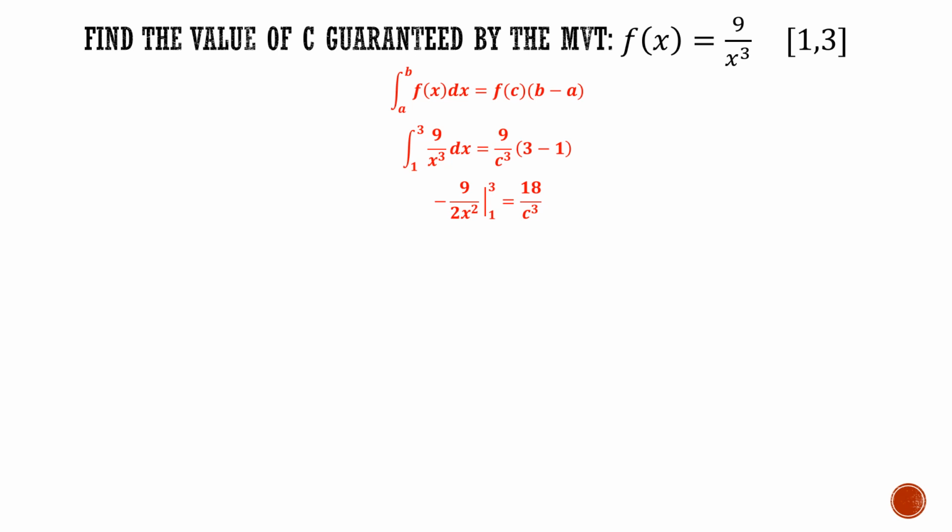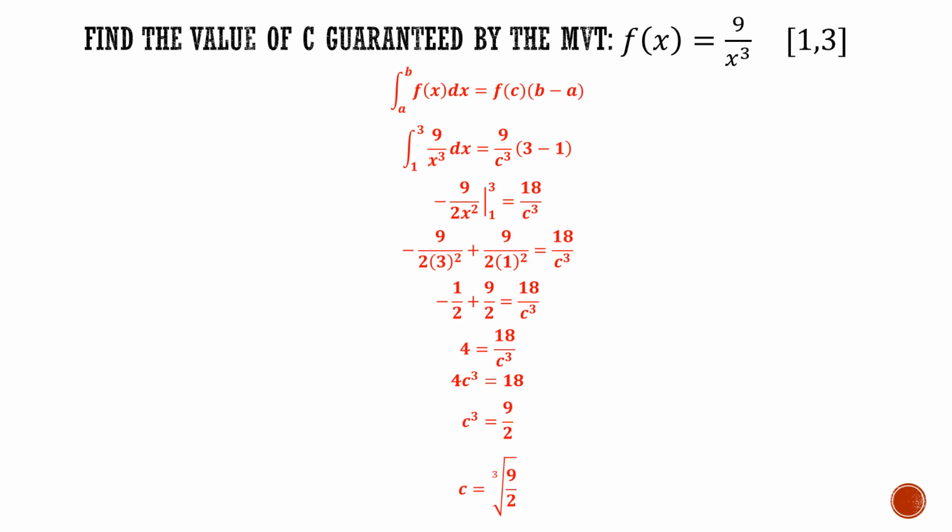All right, so plugging in my bounds on the left side, I get negative 9 over 2 times 3 squared plus 9 over 2 times 1 squared. And then simplifying that left-hand side some more, I get negative 1/2 plus 9/2, which is really just 4 on that left-hand side. So multiplying both sides by c cubed, I get 4c cubed equals 18. I'm going to divide both sides by 4 to get c cubed equals 9 over 2. And then I'm going to cube root to see that my final answer for c is the cube root of 9 over 2.